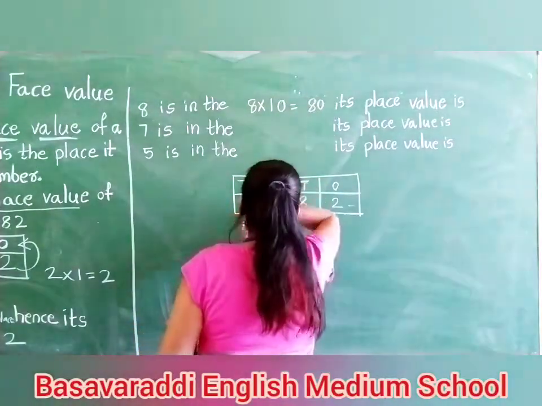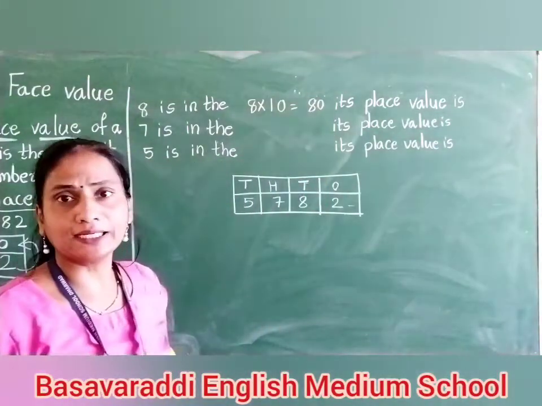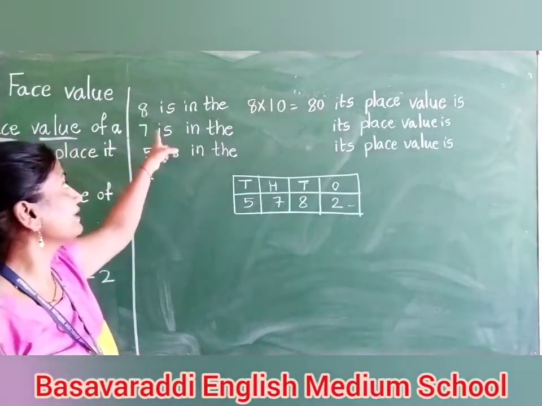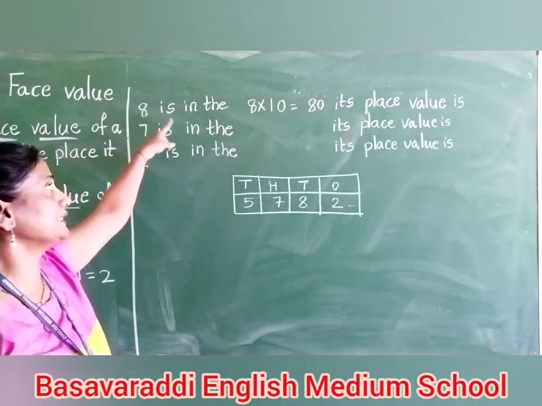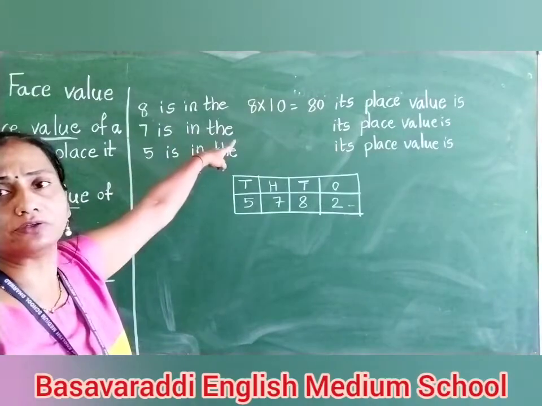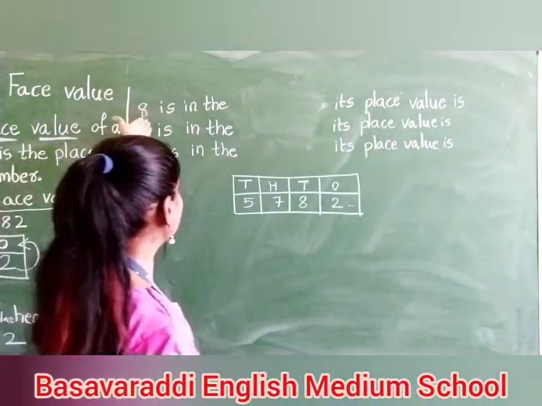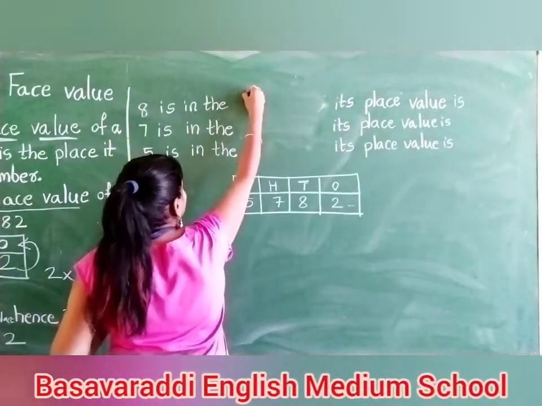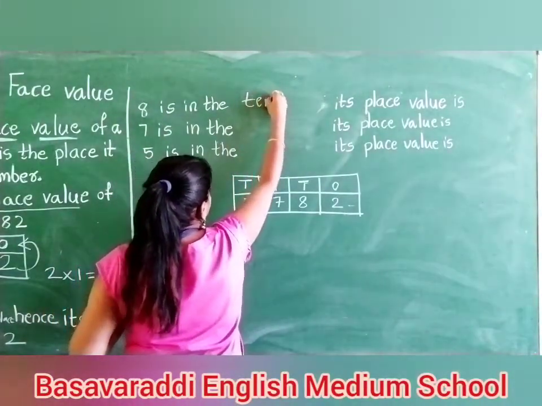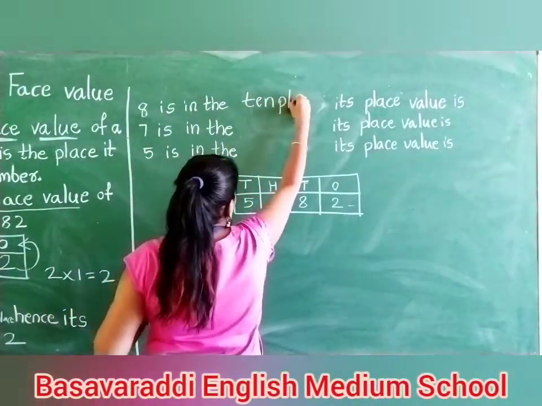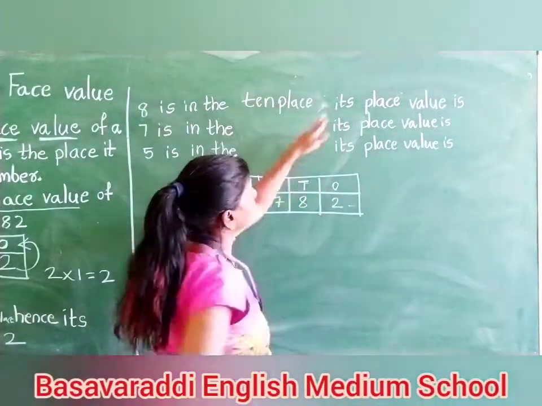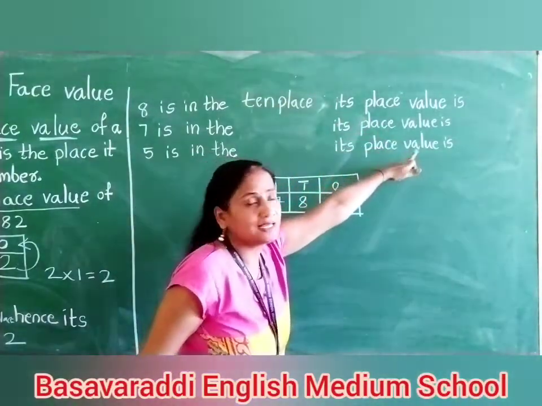Yes or no? Yes, this is correct. That is the value of the 10's place. So 8 is in the 10's place, and 8 into 10 is 80. Now 8 is in the 10's place, and its place value is 80.